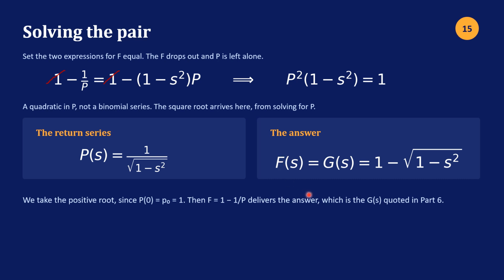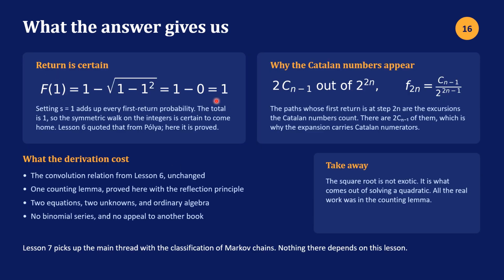Okay, so that's pretty much it. I have a little bit of a summary on the next slide. Let's look at that. So using our formula, we can put in 1, f of 1. The probability of return is certain, setting s equal to 1. Adds up every first return probability. The total is 1. So the symmetric walk on the integers is certain to come home back to 0.